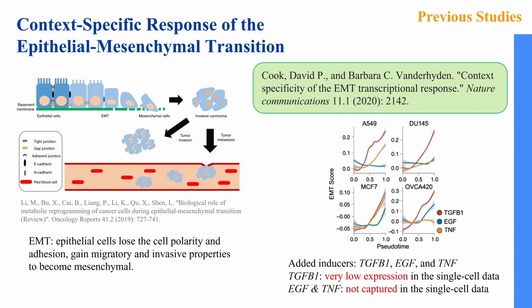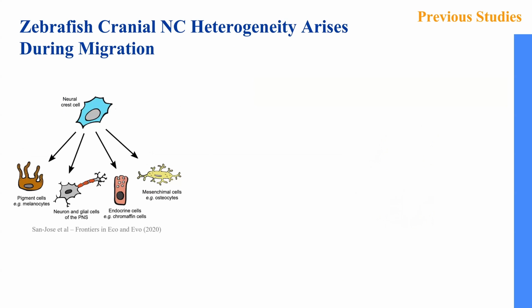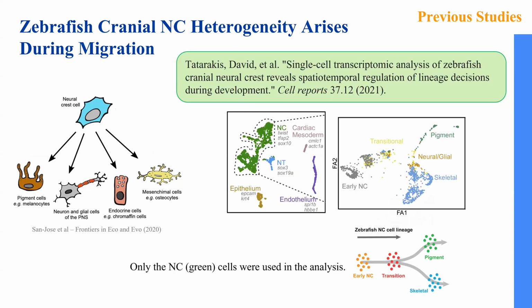process. And there's another paper working on zebrafish neural crest cell differentiation. The neural crest cell is very important. It can differentiate into different cell types with different functions, like pigment cells, skeletal cells, or neural and glial cells. This paper studied the neural crest cell lineage in zebrafish. And on the left-hand side, this figure shows the single cell data they collected.